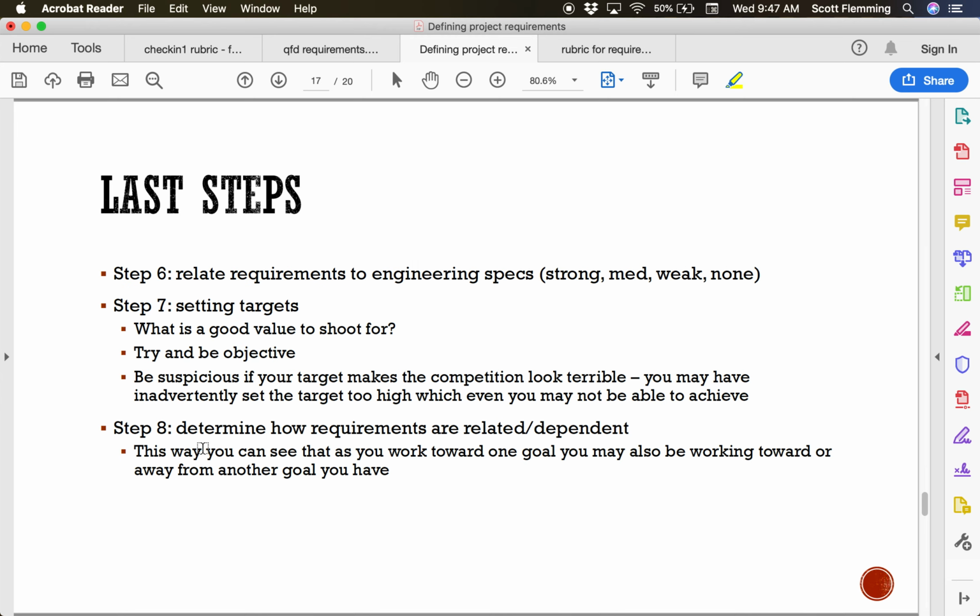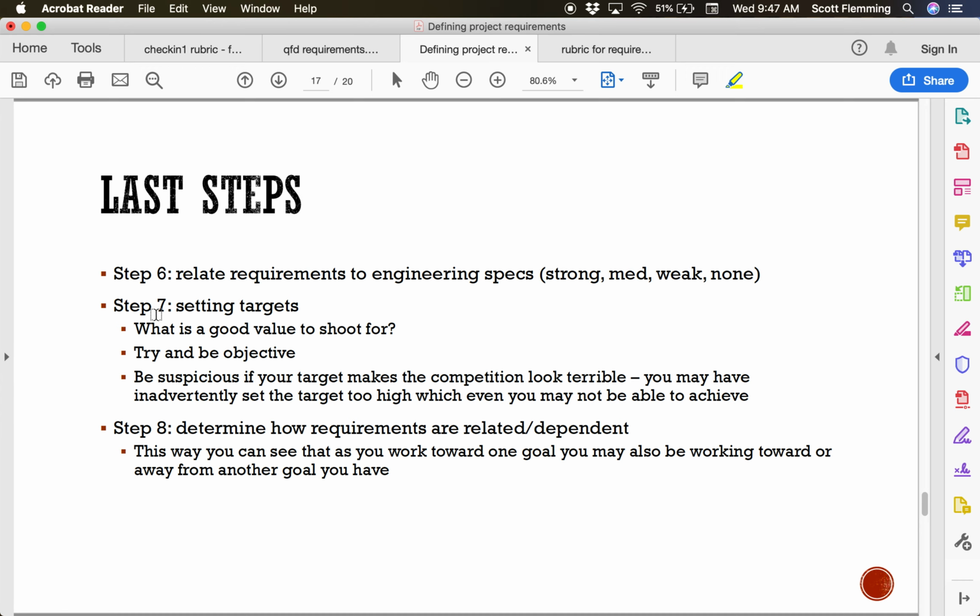Okay, so then there are the last steps. This is all from the QFD chapter, the Allman chapter posted online. Let's see here. Last few steps, a key one being step 7: what is a good value to shoot for? So I have a measurement. Is 30 seconds a good value to shoot for for people to get their coffee?